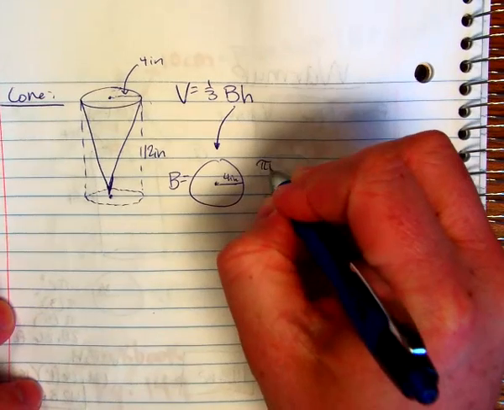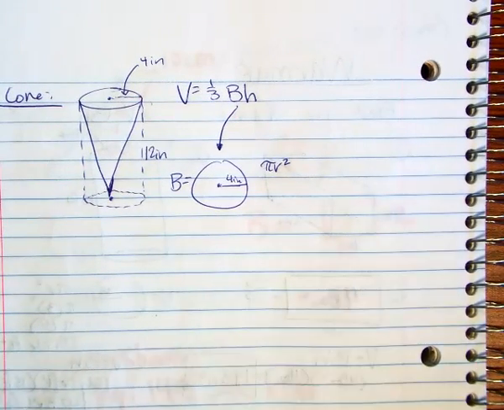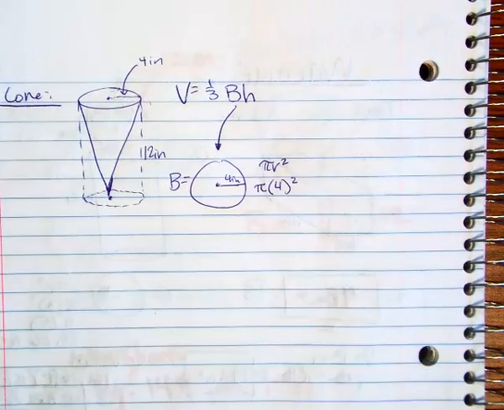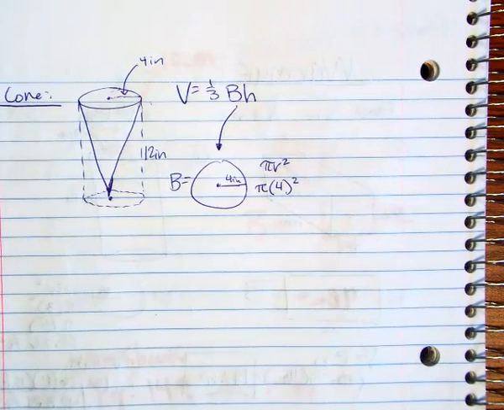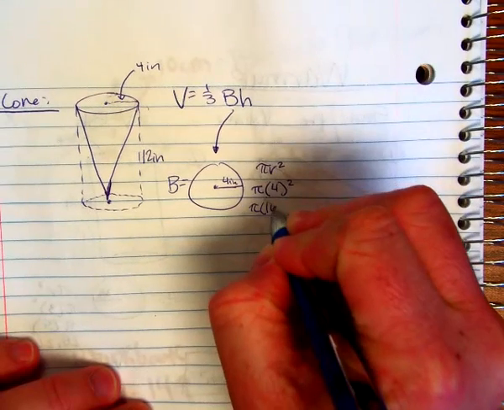Remember, a circle is pi r squared. So let's just plug in the 4. Pi times 4 squared. What is 4 squared? 16, right? 4 times 4. So I need pi times 16.